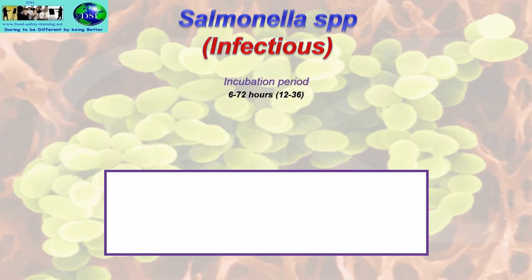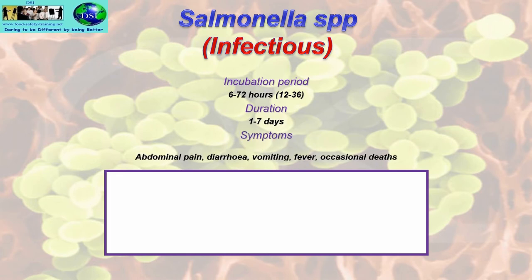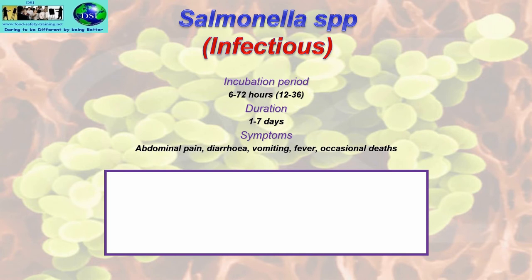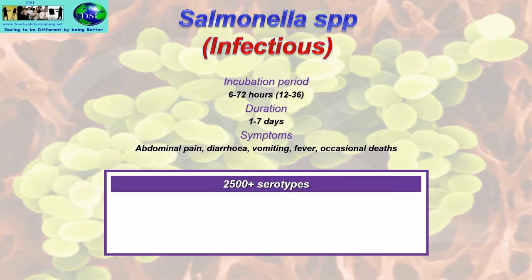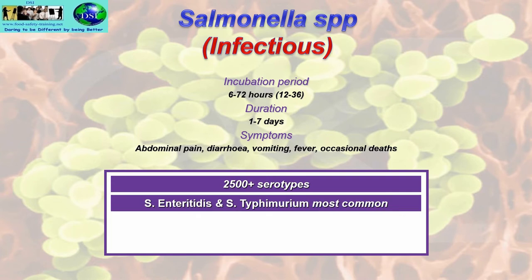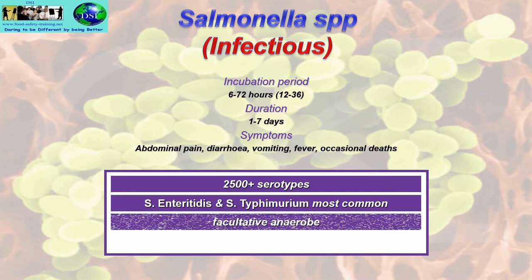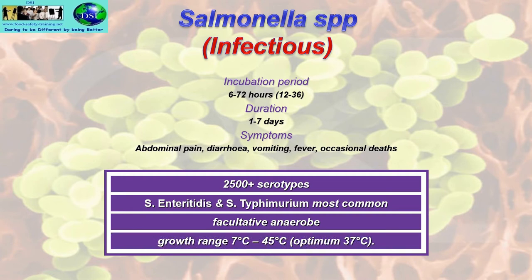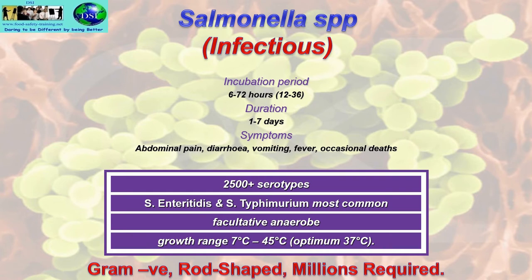The incubation period is 6 to 72 hours, typically 12 to 36. Duration, 1 to 7 days. The symptoms: abdominal pain, diarrhea, vomiting, fever, and occasional deaths. There are 2,500 plus serotypes. Salmonella enteritidis and Salmonella typhimurium are the most common. It's a facultative anaerobe, so it can live with or without oxygen. And the growth range is 7 to 45 degrees C, but the optimum temperature is human body temperature, 37 degrees C. It's gram negative, it's rod shaped, and millions are required.